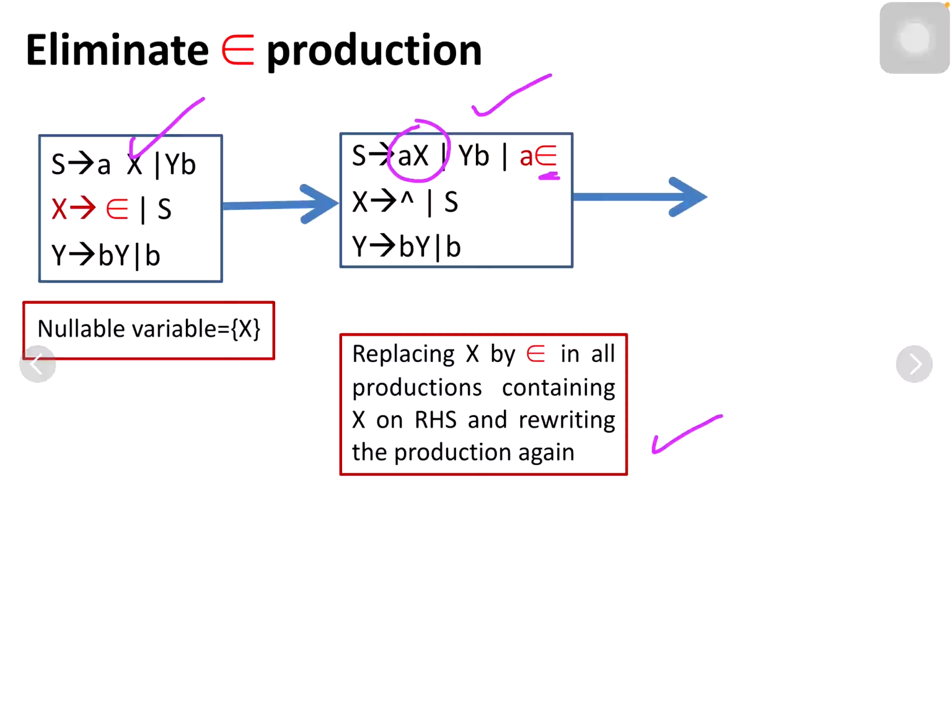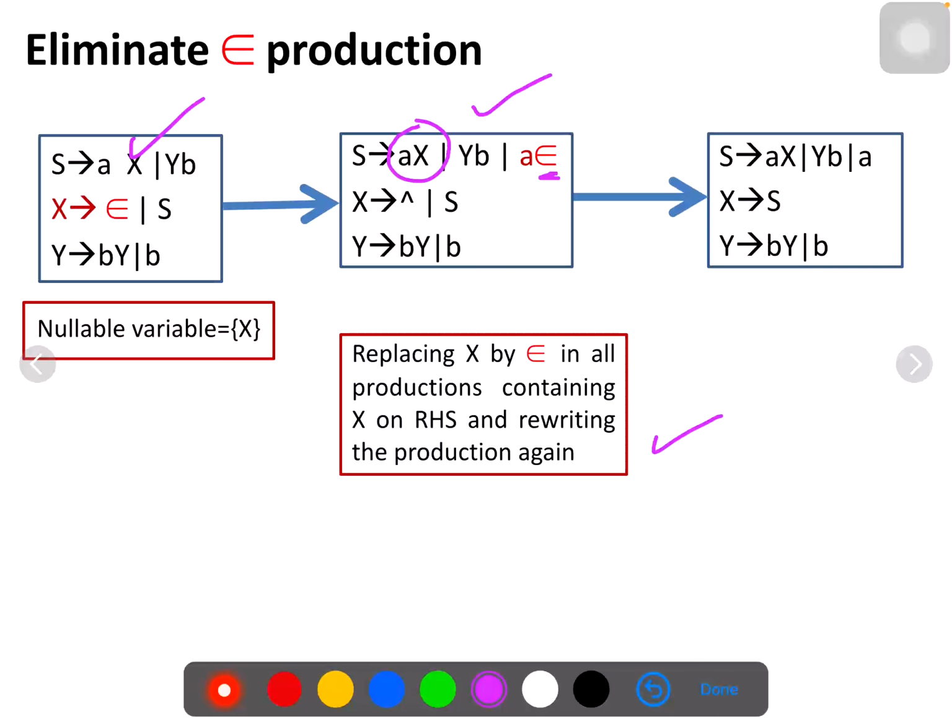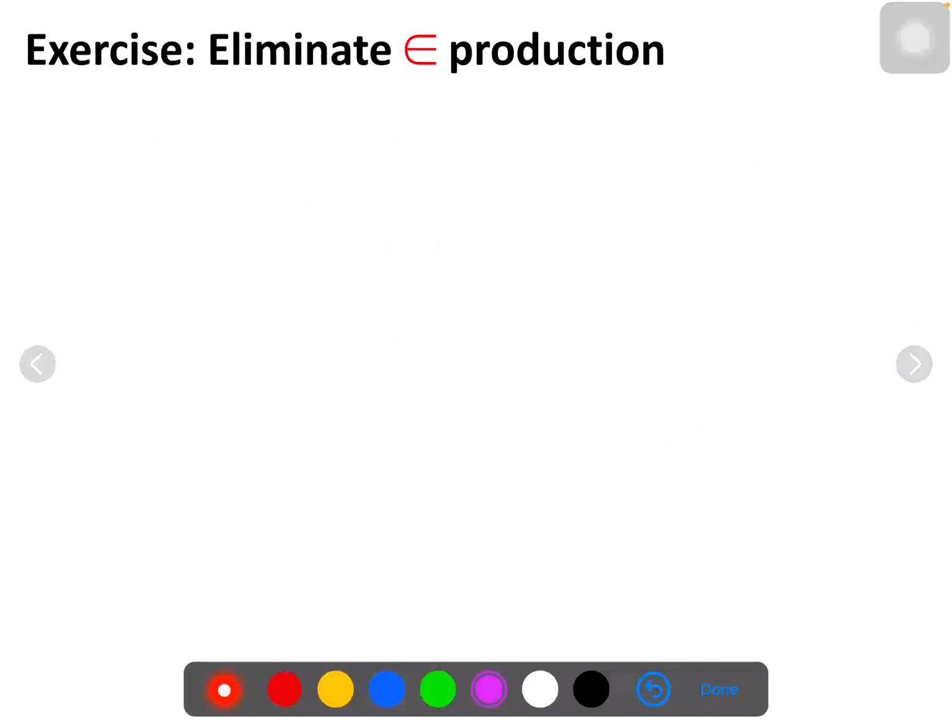That is the meaning. Now you will see S gives aX or Y, and so on. Finally you are removing all epsilon productions. In a simpler way, you can find the subsets of x and then it is easy to eliminate the epsilon production.